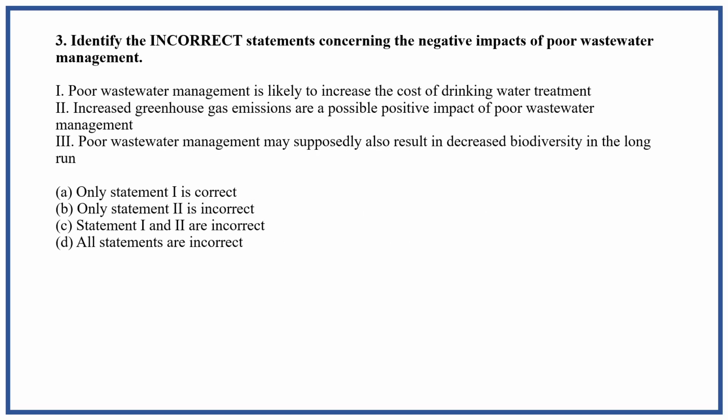And the next question, please read the question correctly. The question is: identify the incorrect statement from the statements concerning the negative impact of poor wastewater management. Okay, so the first statement is poor wastewater management is likely to increase the cost of drinking water treatment. Second is increased greenhouse gas emissions are possible positive impact of poor wastewater management. The third is poor wastewater management may supposedly also result in decreased biodiversity in the long run. So which of the options is incorrect? Or you can say which of the options is right here? A, B, C, or D?